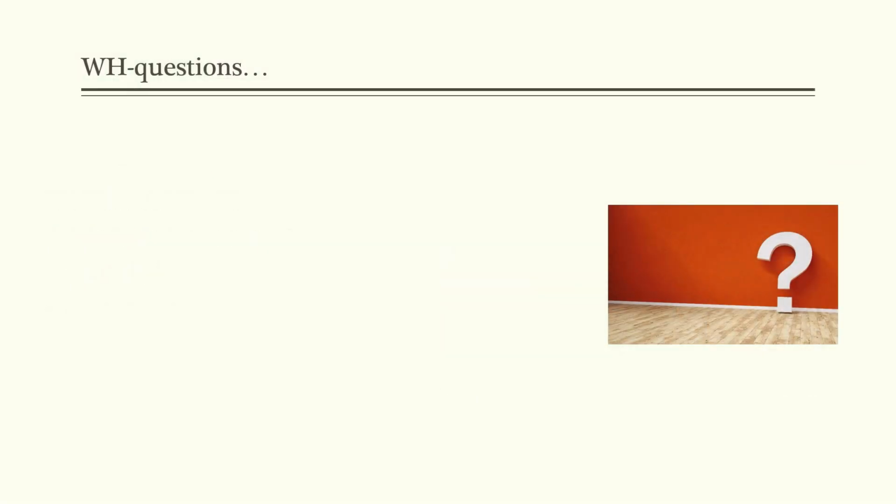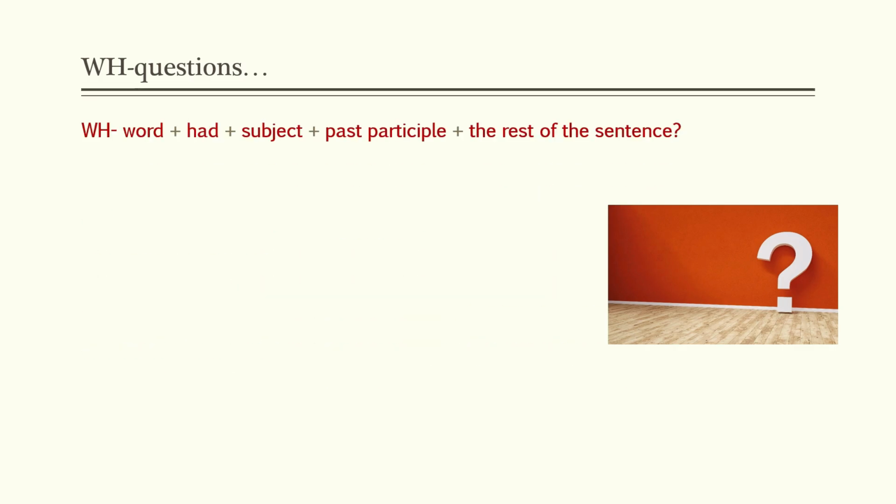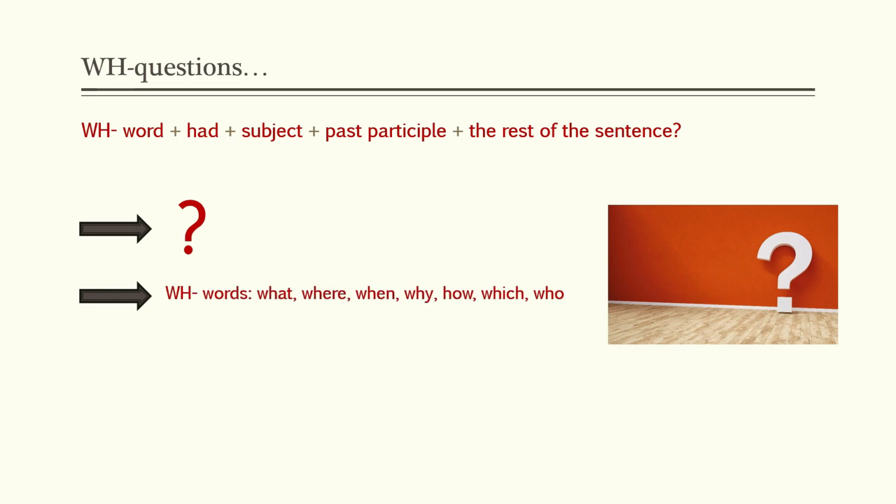For WH questions, the structure is a WH word plus had plus the subject plus the past participle plus the rest of the sentence. And don't forget the question mark. We use WH questions to ask about the earlier past action in relation to another past event. Common WH words include what, where, when, why, how, which, and who.